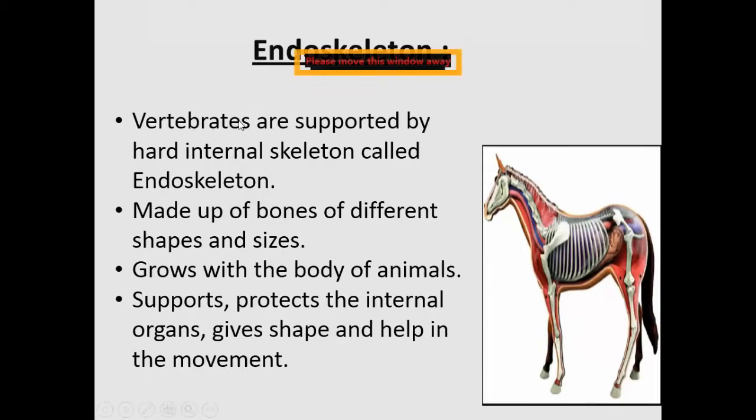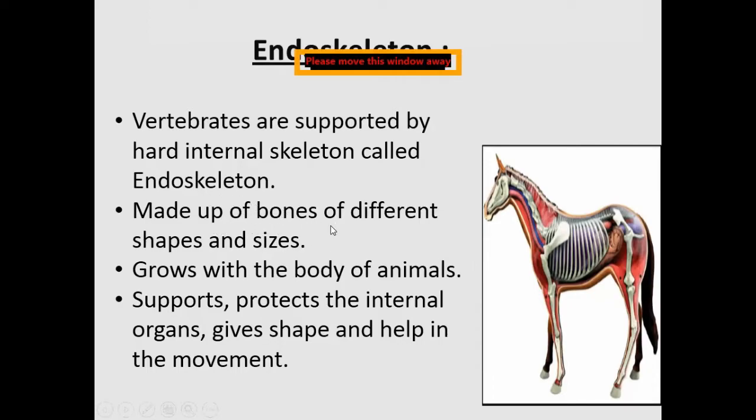Okay, students. Vertebrates are supported by a hard internal skeleton called endoskeleton. I have already told you, endo means inside. The skeleton which is present inside the body, which is hard, is known as endoskeleton. It is made up of bones of different shapes and sizes. We are talking about the endoskeleton.